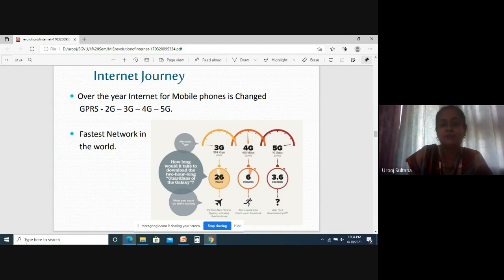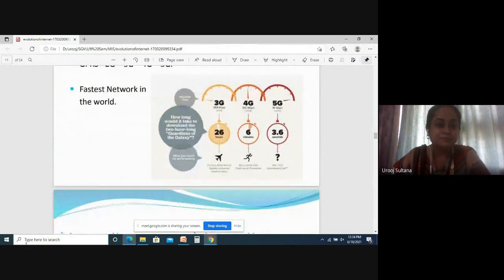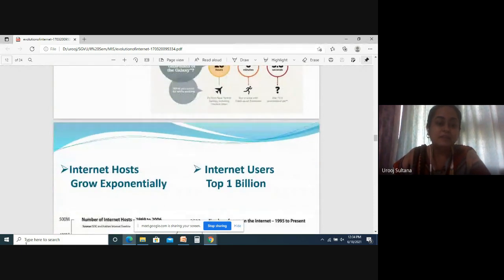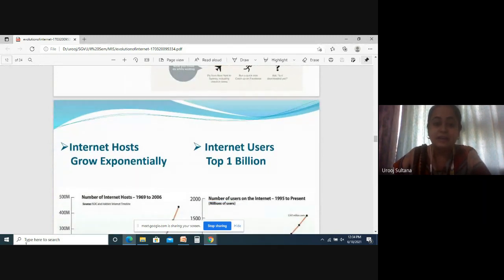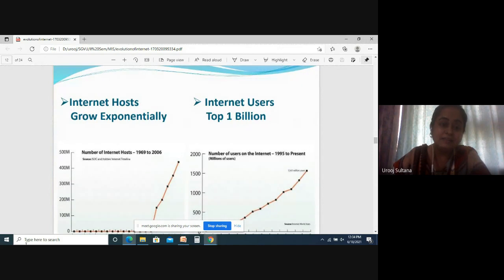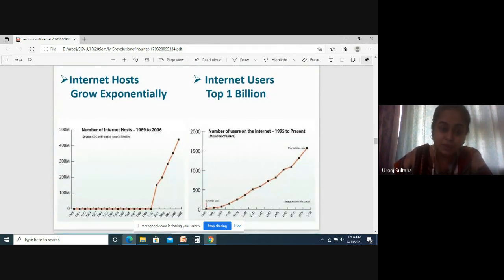This speedometer is showing how fast the network is working nowadays. Then internet hosts grow exponentially and internet users in billions. These are the graphs which are showing internet hosts from 1969 to 2006. I am having that data only. So these are the number of internet hosts, and we are comparing these to the internet users, that is increasing rapidly. Number of users on the internet in 1995 to the present.